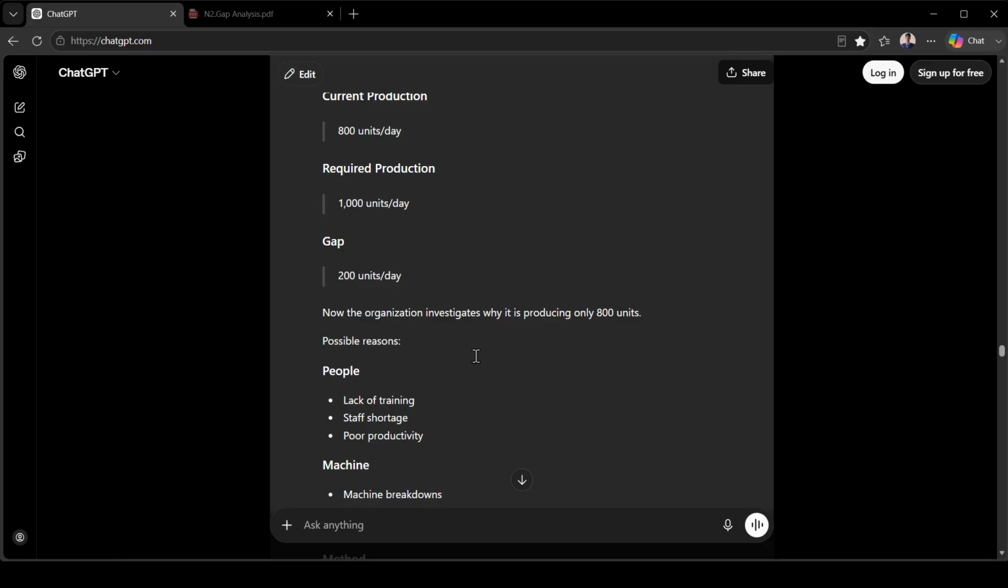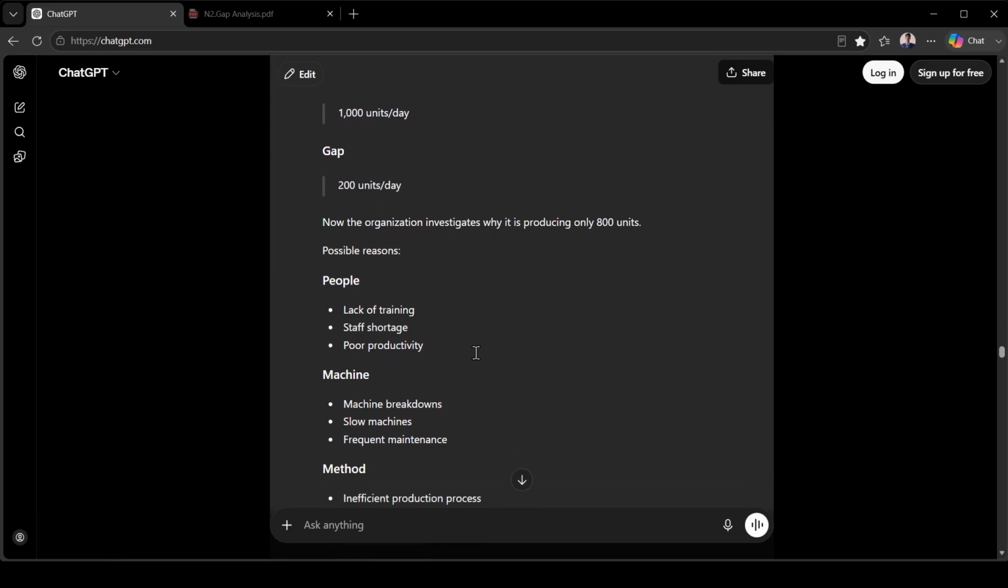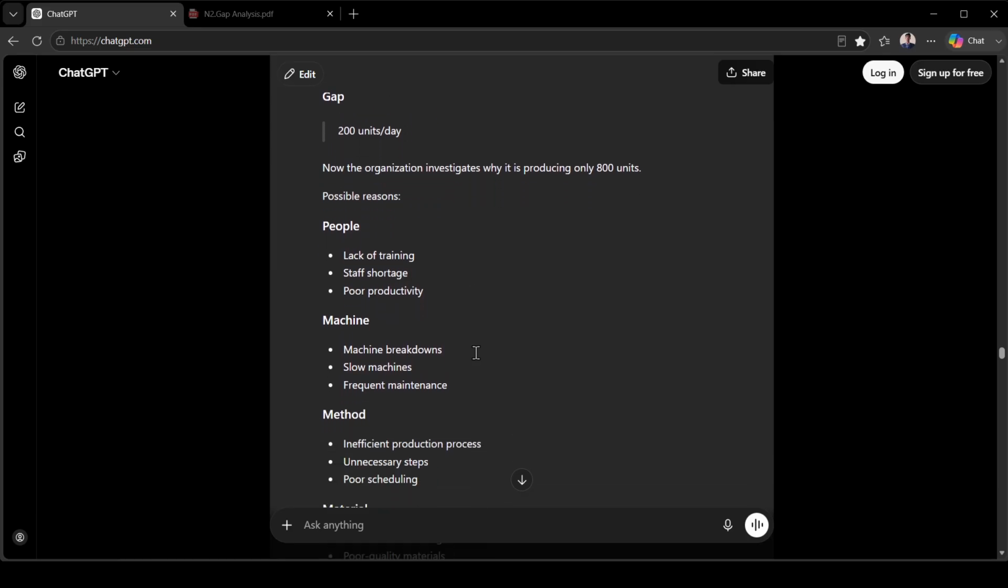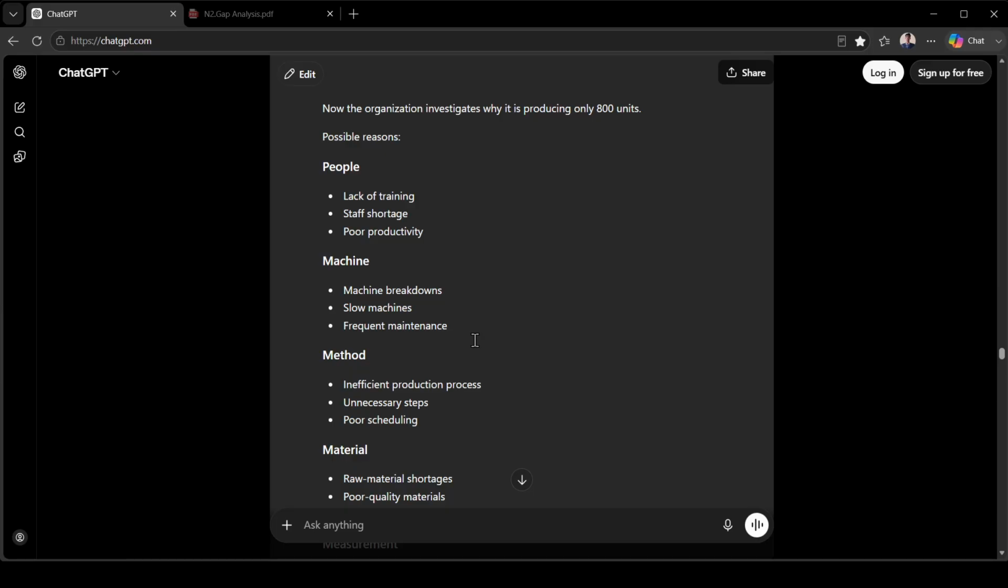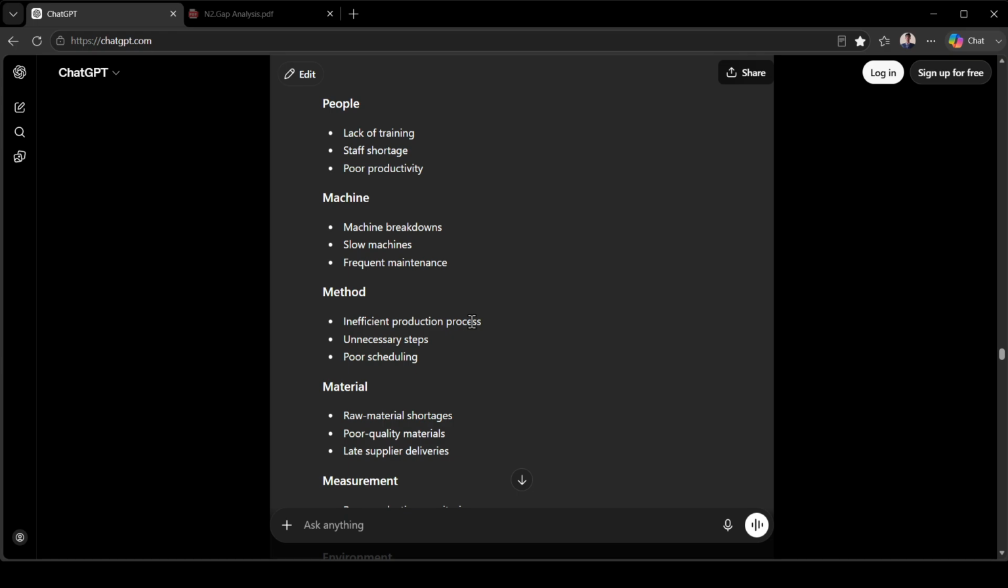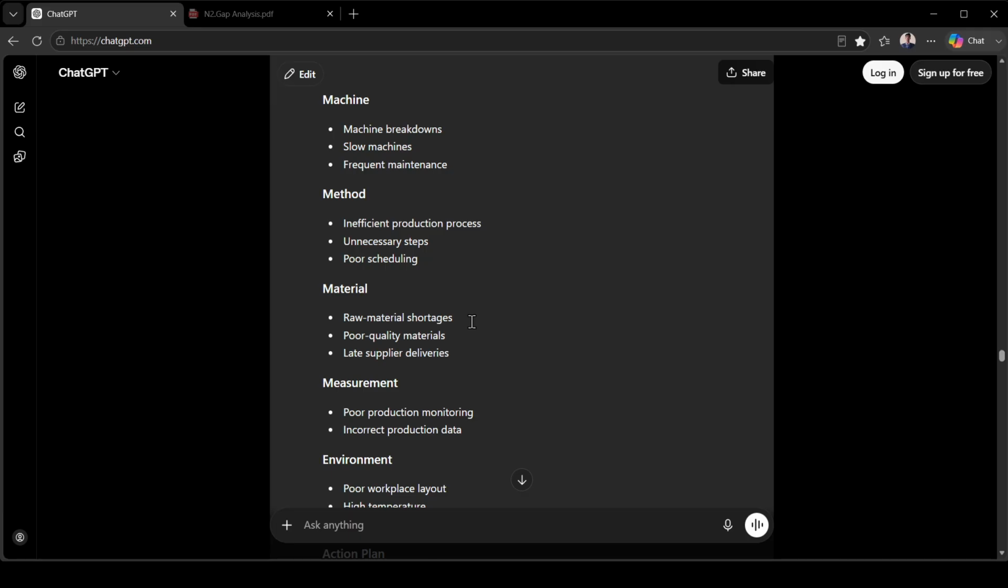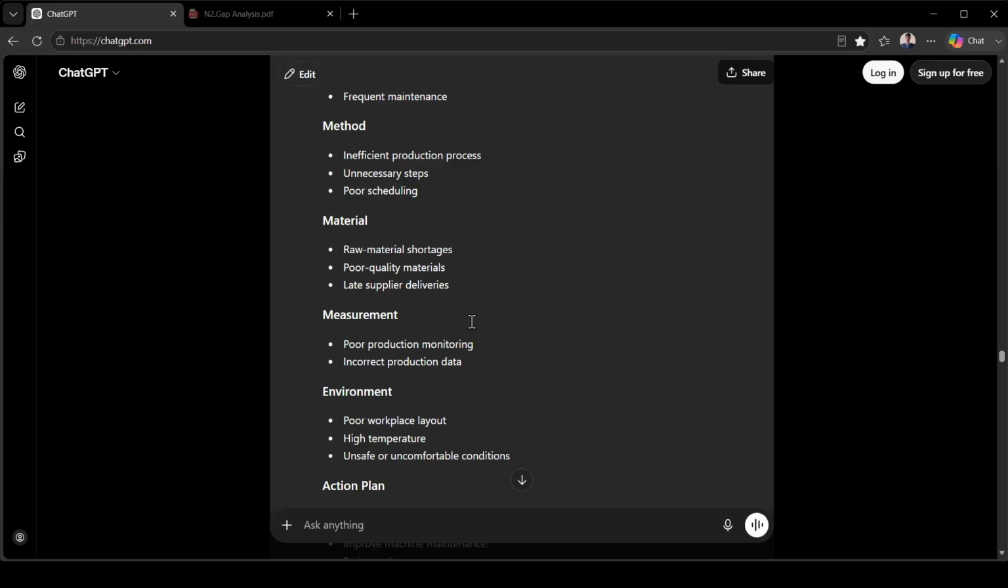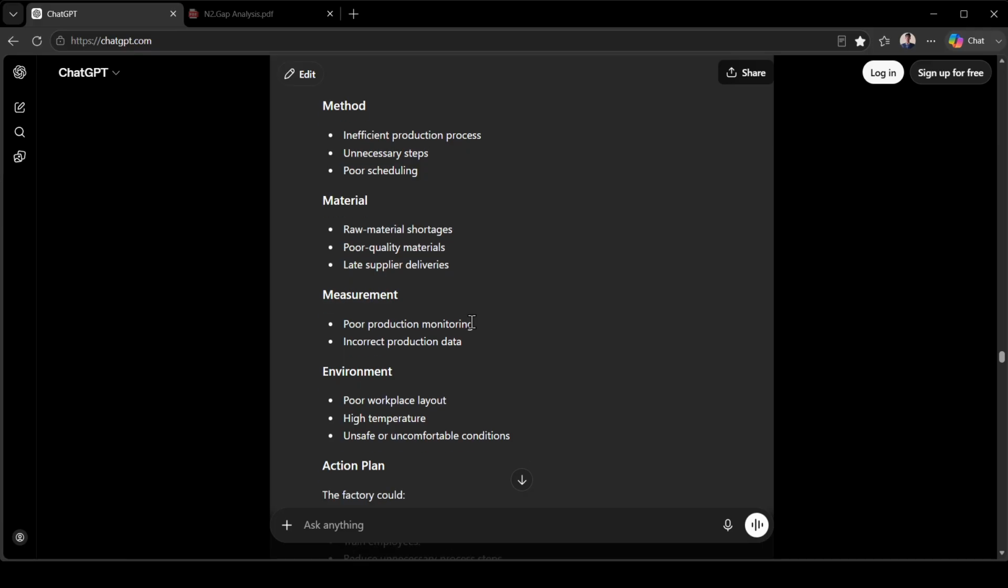Now the organization investigates why it is producing only 800 units. Reasons: People: lack of training, staff shortages, poor productivity. Machine: breakdowns, slow machines, required maintenance. Method: insufficient production process, unnecessary steps, poor scheduling. Material: raw material shortages, poor quality material, late supplier delivery. Measurement: poor production monitoring, incorrect production data. Environment: poor workplace layout, high temperature, unsafe or uncomfortable conditions.